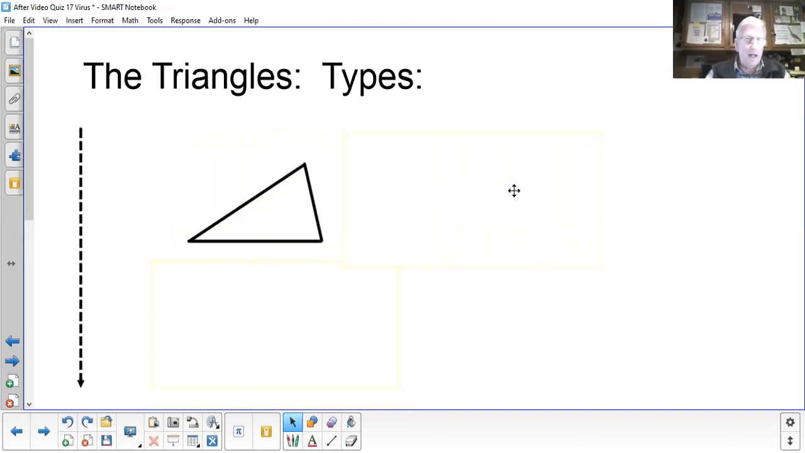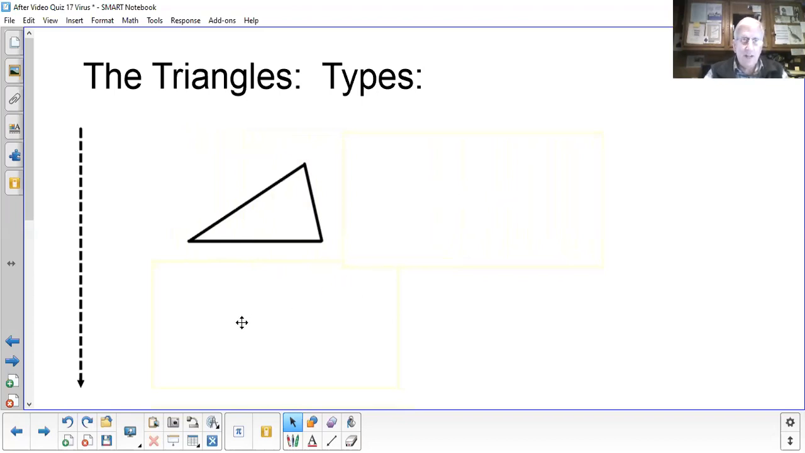The scalene triangle has all sides different lengths. All the interior angles are different as well in measure. And remember that those angles do have to add up to 180 degrees. So you don't want to forget that.